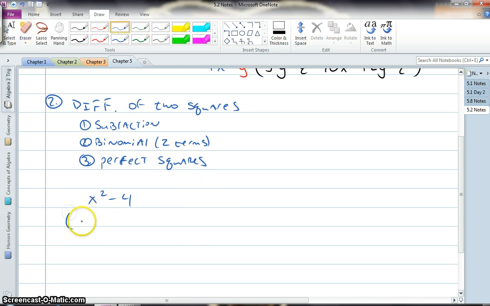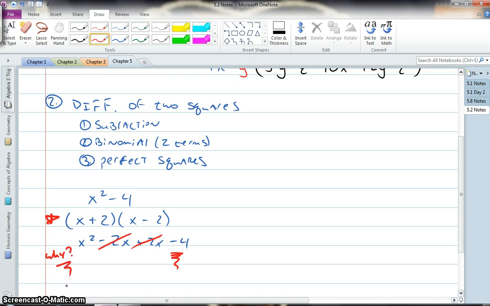What you do is the square root of x squared is x, the square root of 4 is 2. And then we make 1 plus and 1 minus. That's kind of the shortcut. Now, it's important that it's 1 plus and 1 minus, because look what happens when you FOIL this back out. I get x squared minus 2x plus 2x minus 4. And due to the fact that's a plus and that's a minus, these middle terms are always going to cancel out. And this last one's always going to be a subtraction problem. So this is the answer I'm looking for. This is an explanation why.